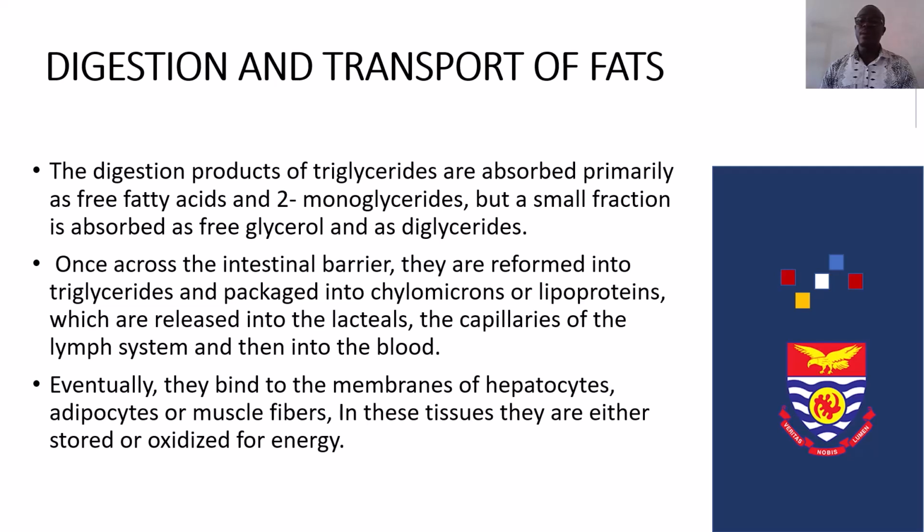The digestion products of triglycerides are absorbed primarily as fatty acids and 2-monoglycerides, but a small fraction is absorbed as free glycerol and as diglycerides. Once across the intestinal barrier, they are reformed into triglycerides and packaged into chylomicrons or lipoproteins, which are released into the lacteals, the capillaries of the lymph system, and then into the blood. Eventually, they bind to the membranes of hepatocytes, adipocytes, or muscle fibers. In these tissues, they are either stored or oxidized for energy.